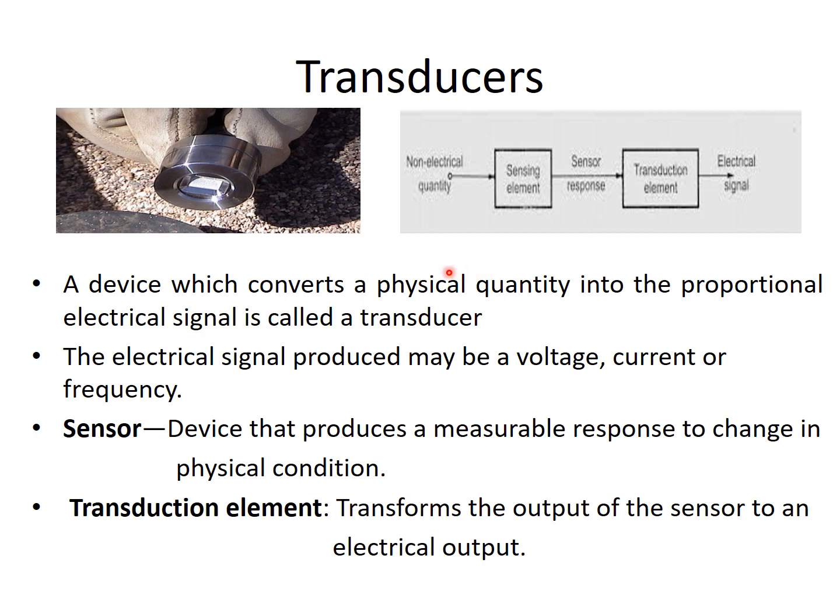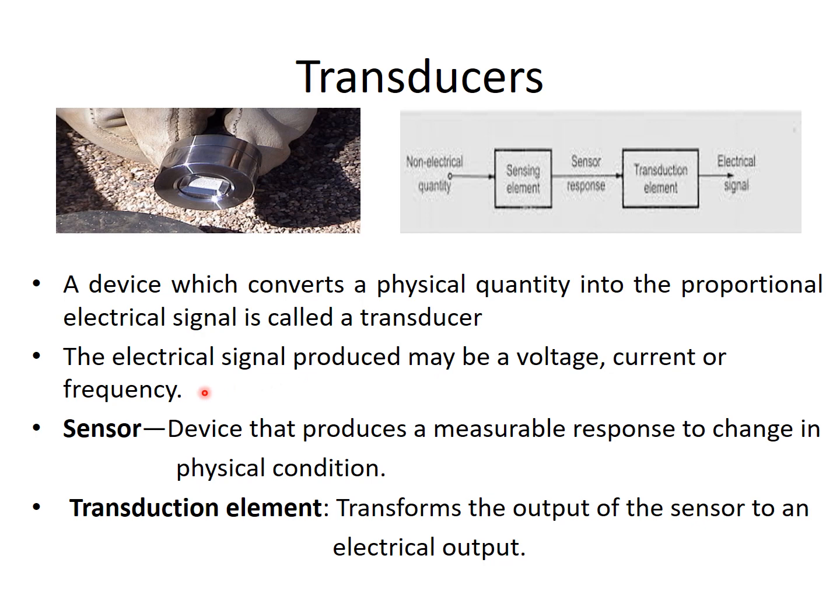If that physical quantity is converted into a proportional electrical signal, what is it? It may be a voltage, frequency, or it may be a current. Sometimes it is in the value of a resistance. These are the electrical parameters, which we already know. So if this physical quantity is converted into corresponding electrical signals, that device is called a transducer. This electrical signal produced may be a voltage, a current, or a frequency.